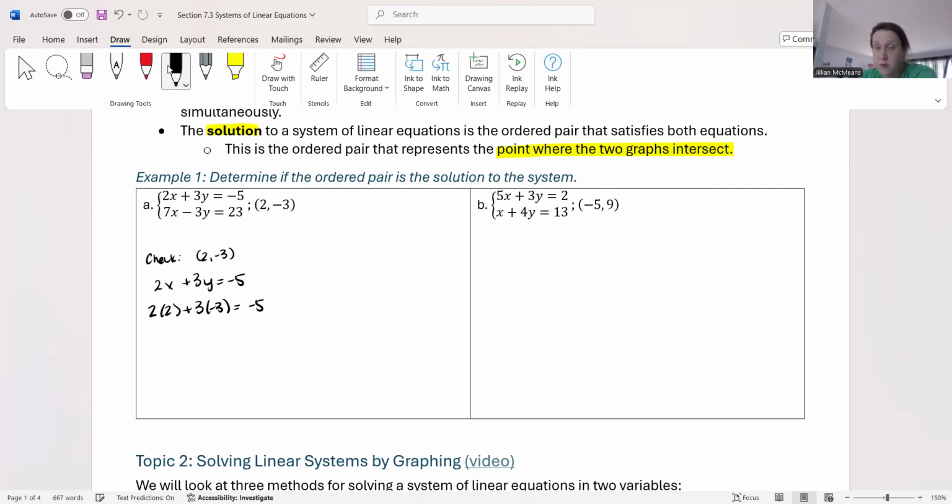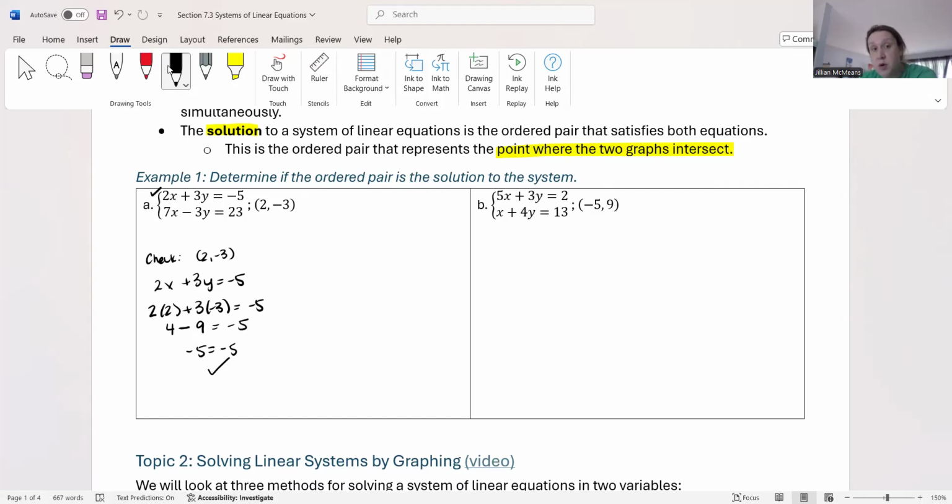We just have to use the order of operations on the left and see if we can get it to simplify to equal -5. So let's see, 2 times 2 is 4. 3 times -3 is -9. So I'm going to write this as 4 minus 9 equals -5. And then 4 minus 9 is -5. So we do get that -5 equals -5. So this is true. So the first equation checks out.